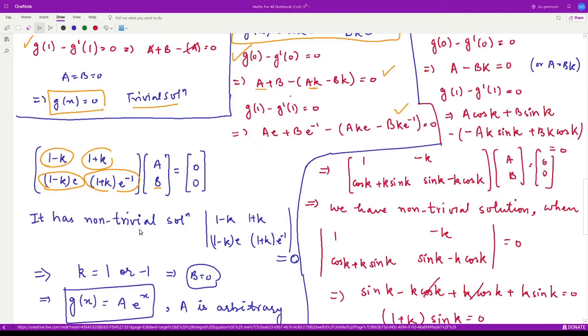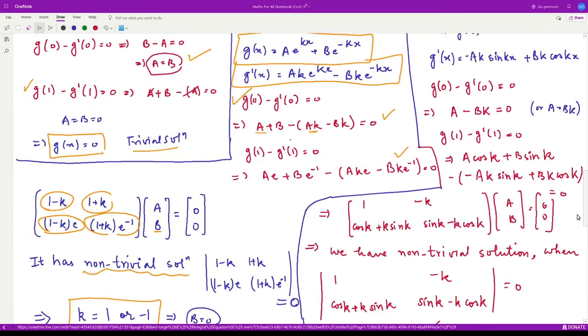Now, the only non-trivial solution for this system is when this determinant is equal to 0. You need to check this result in linear algebra. So now we'll calculate the determinant. Calculating the determinant and equating it to 0, you'll get k is equal to 1 or minus 1. These two conditions are only possible. If this is the case, that means lambda is equal to k square, which is equal to 1 in both the cases. So when k is equal to 1, in that case our b becomes 0.